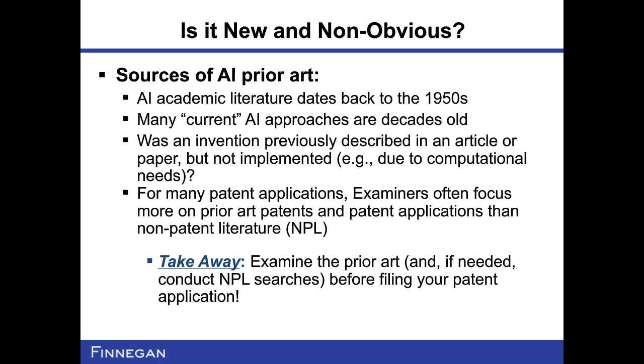Another part of whether AI can be patentable is whether it's new and non-obvious. Although there's been a lot of recent development in AI, AI technology, as Greg was saying, has been around since the 1950s. And there's a lot of academic literature on AI that is decades old. Because most examiners, when they do their searches, are focused on patents as prior art, they may not consider what non-patent literature is out there. So the key takeaway here is that it's important to conduct non-patent literature searches before filing your patent application, to make sure it can overcome any rejections related to anything described in non-patent literature from before.